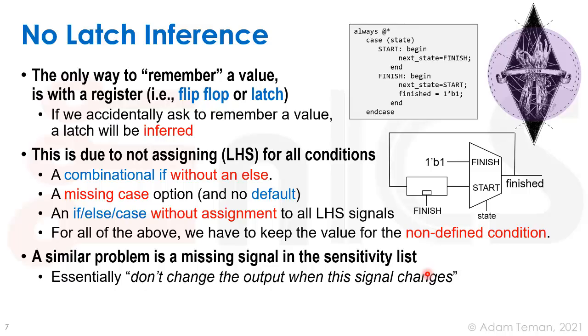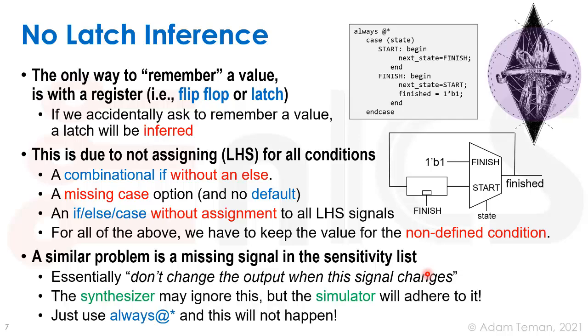Usually synthesizers will just not pay attention to it because they know that it cannot map to a standard cell, but the simulator will adhere to it, and then we'll get differences between our RTL and our gate level that comes out of it. So just use always at star, and this will never happen to you.